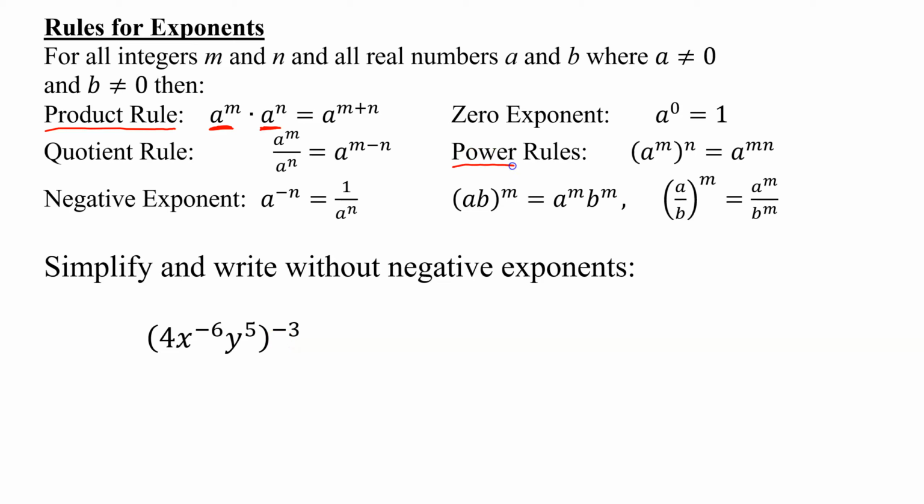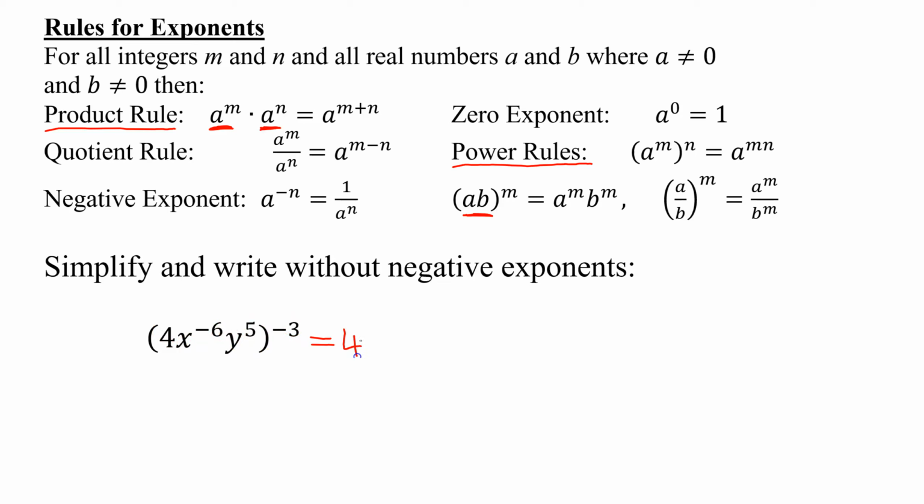So I'm going to have to use my power rules. And since I have a product, I'm going to use the power of a product that says if I have the product A times B, all raised to the M, it equals the product of A to the M times B to the M. So you raise every part of the product to whatever this power is. So that's exactly what I'm going to do here. I'm going to raise this, this, and this to the negative 3rd power.